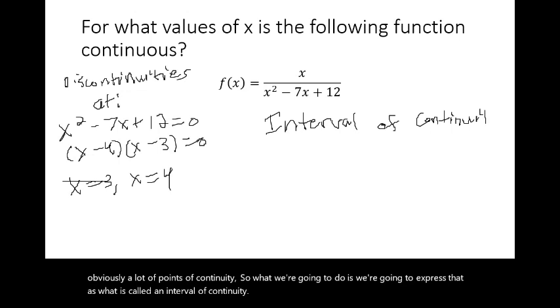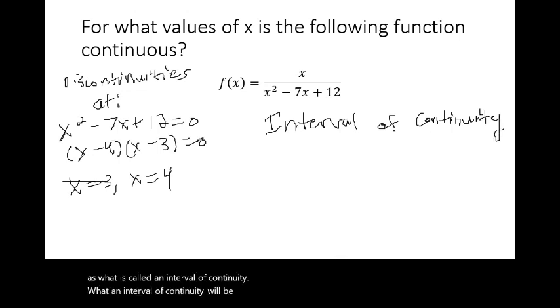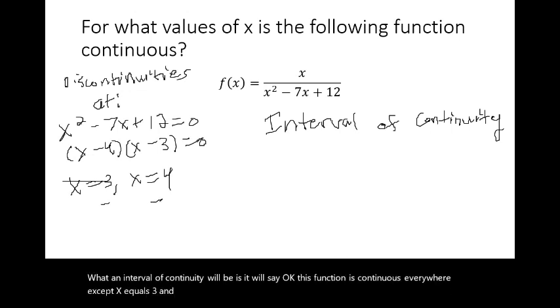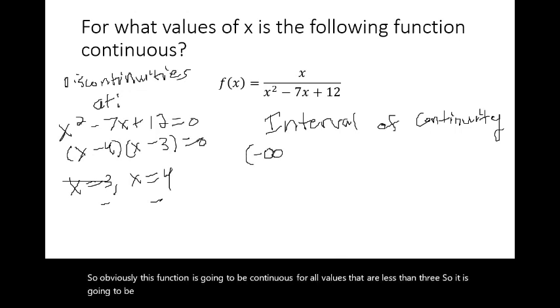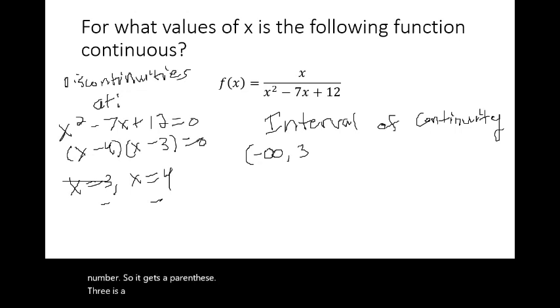What an interval of continuity will be is it will say, okay, this function is continuous everywhere except x equals 3 and x equals 4. So obviously, this function is going to be continuous for all values that are less than 3. So it is going to be continuous on the interval negative infinity to 3. However, infinity is not a number, so it gets a parenthesis. 3 is a point of discontinuity, so we are not going to include it in our interval of continuity, so it too is going to get a parenthesis.